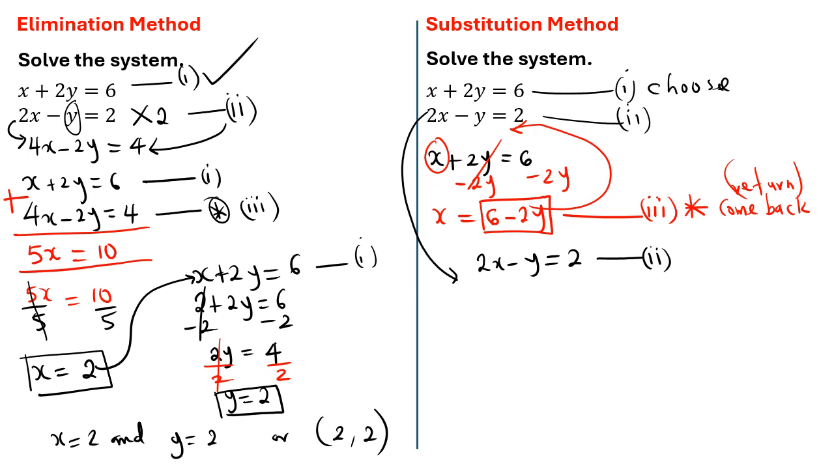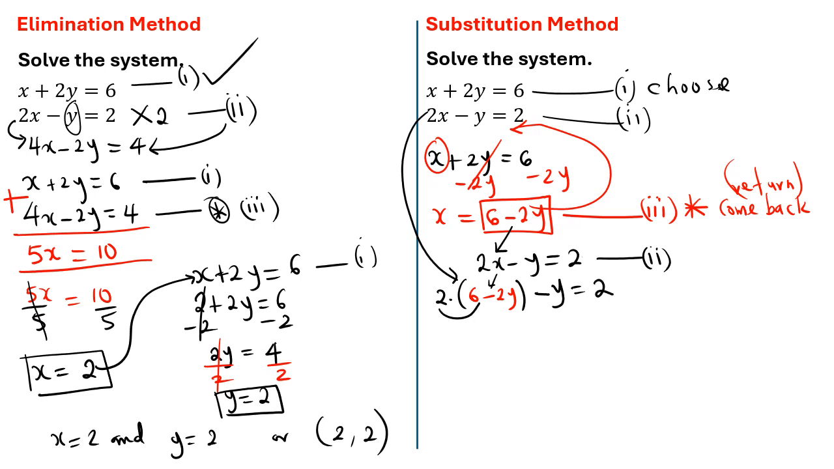Okay, so now I'm going to plug in this 6 minus 2y here for x. In order to do that, I will have to use parentheses or brackets, okay? So I'm going to plug in 6 minus 2y in there for x. So that's what I've done, you see? So minus, then y is still there, and then 2 is still there.